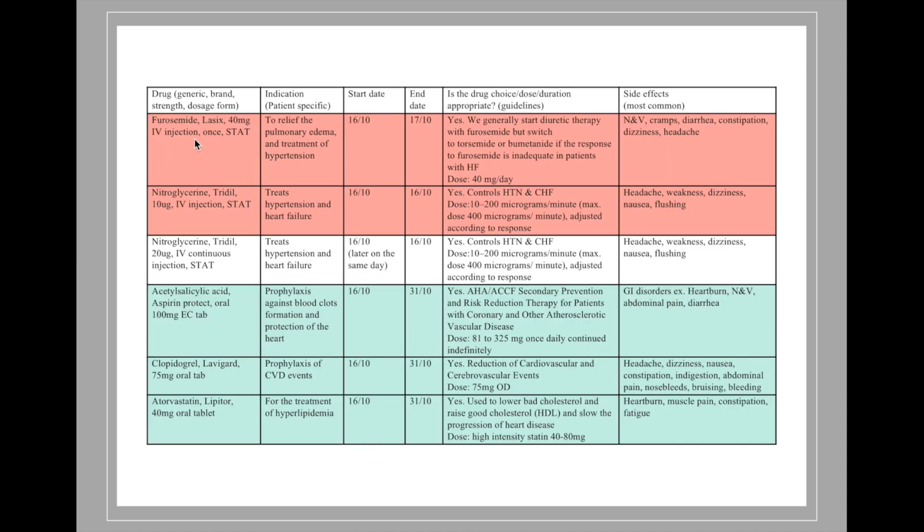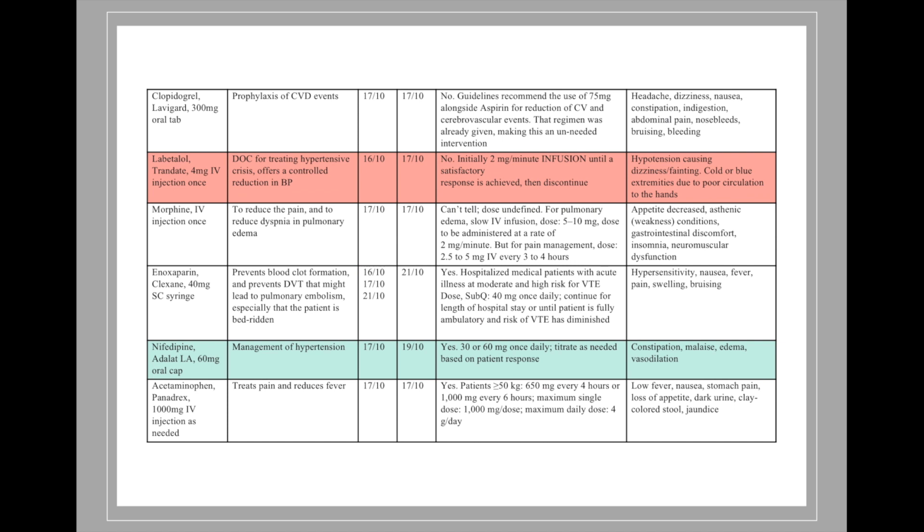Okay, so they gave him furosemide IV injection 40 mg for the relief of pulmonary edema resulting from the heart failure as well as hypertension, and nitroglycerin 10 micrograms for the treatment of hypertension and heart failure. And here we have labetalol 4 mg IV as being the drug of choice for treating hypertensive crisis. However, if you look here, you can see that it is not following the guidelines. The guidelines from Lexicomp indicate that you should start with 2 mg per minute infusion, and they've given him 4 mg. So you can have that as an intervention or as a note to point out.